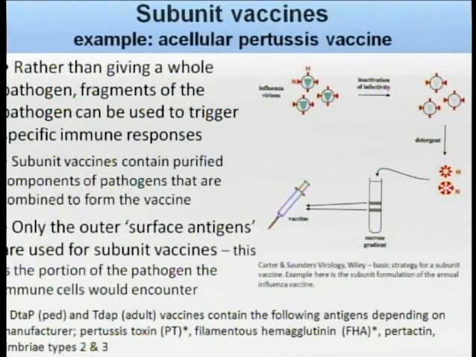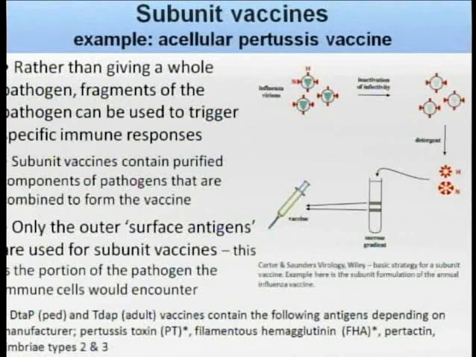And depending upon the company and the formulation for the acellular pertussis vaccine, these subunit vaccines can contain some of the following antigens, but it depends upon which manufacturer.